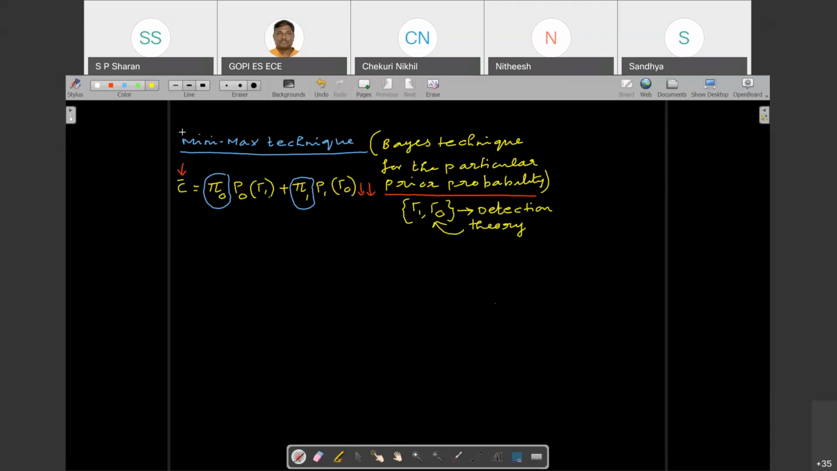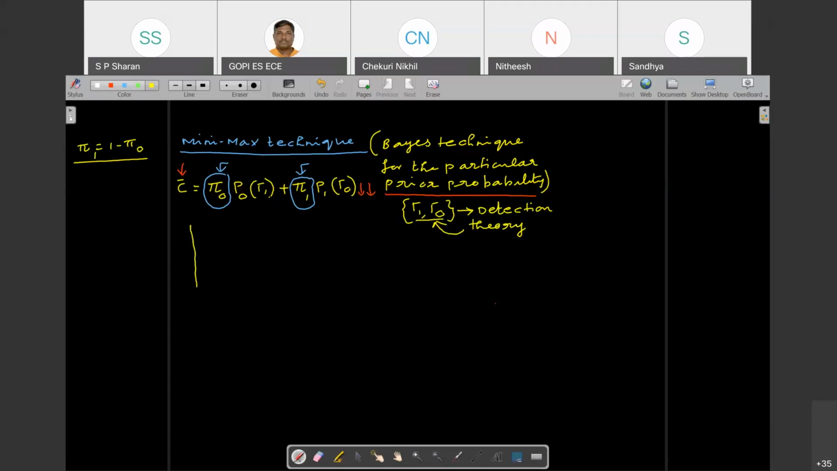The issue is this pi naught and pi 1 is not known. Of course, pi 1 is nothing but 1 minus pi naught, that is fine. But this is not known. Or if you are fixing some value of this pi naught, and then you are designing this Bayes rule, that is the detection, this gamma naught and gamma 1, you are able to get this by fixing some value of pi naught. But in real time it gets deviated.